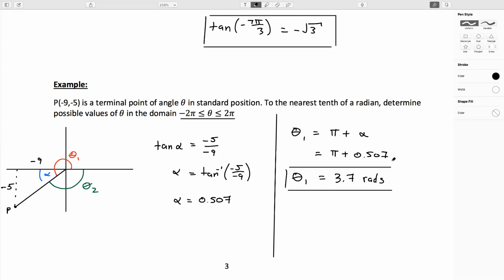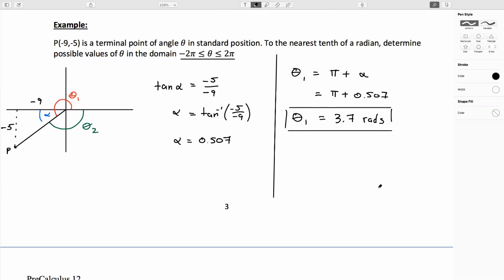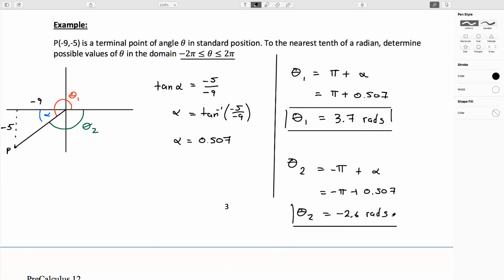And theta 2 is going to be pi minus alpha. We're not quite to pi. We haven't made it all the way back to the x-axis with alpha short. So theta 2 is going to be, actually, technically it's minus pi plus alpha, which is kind of weird, but it's going backwards, so it's a negative angle. This is going to be minus pi plus 0.507. We'll end up with negative 2.63, so we'll call it negative 2.6 radians. And there we go, we're done.